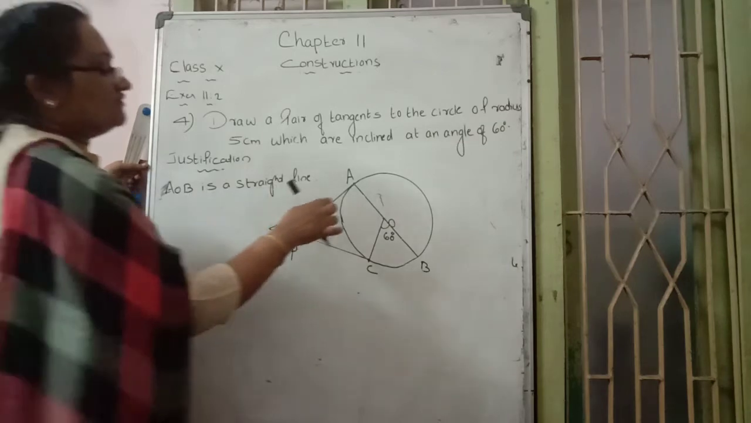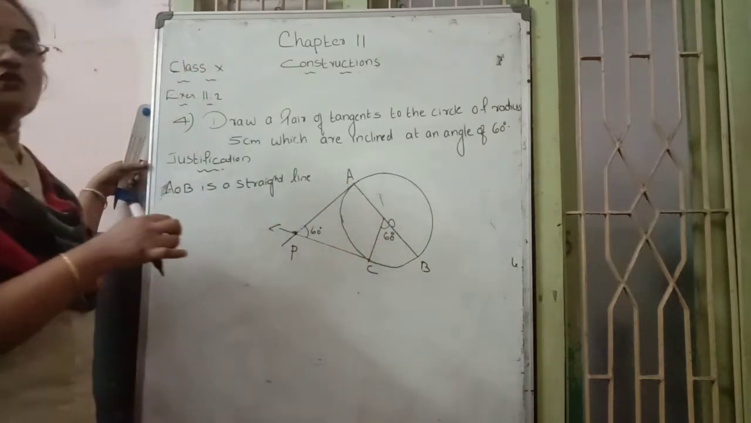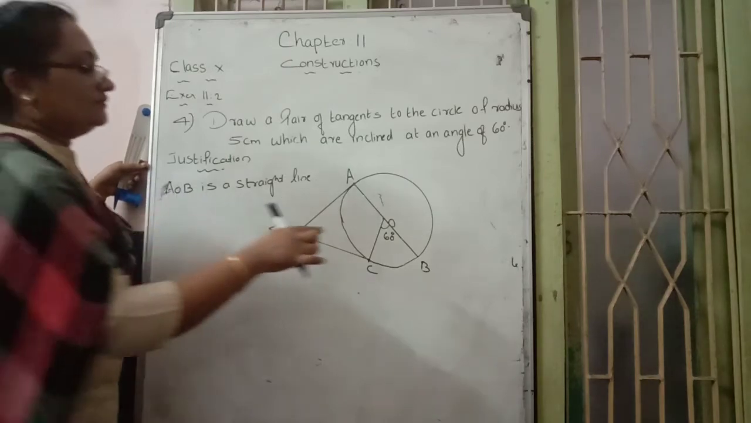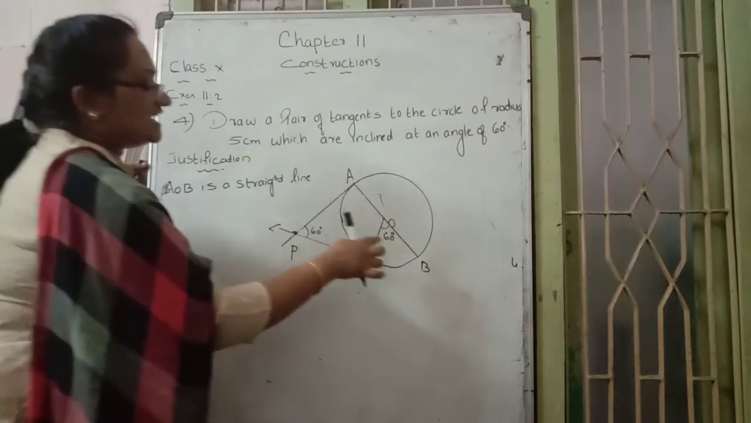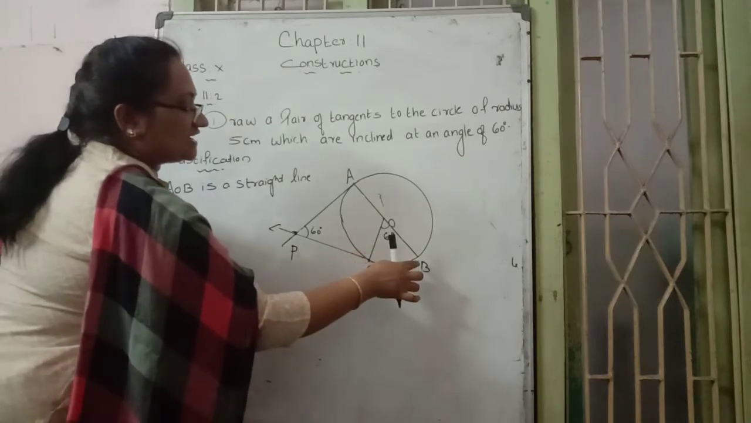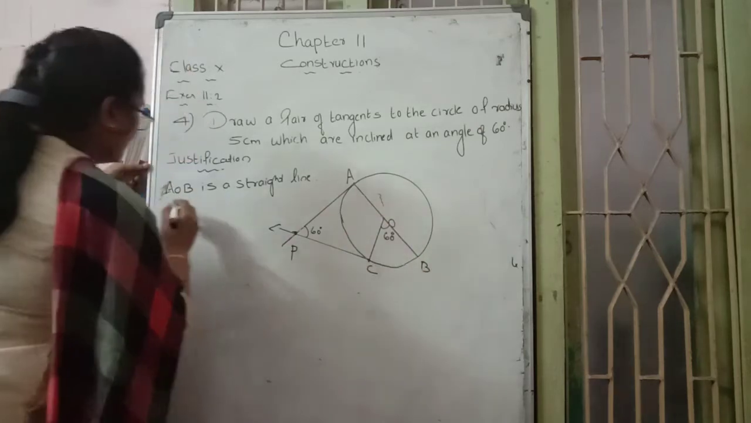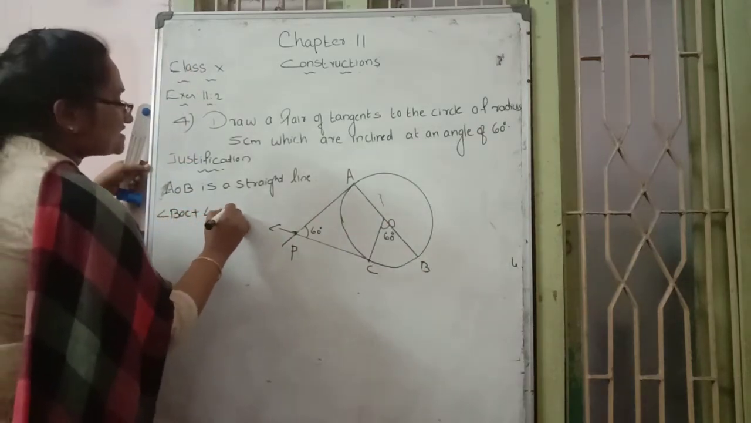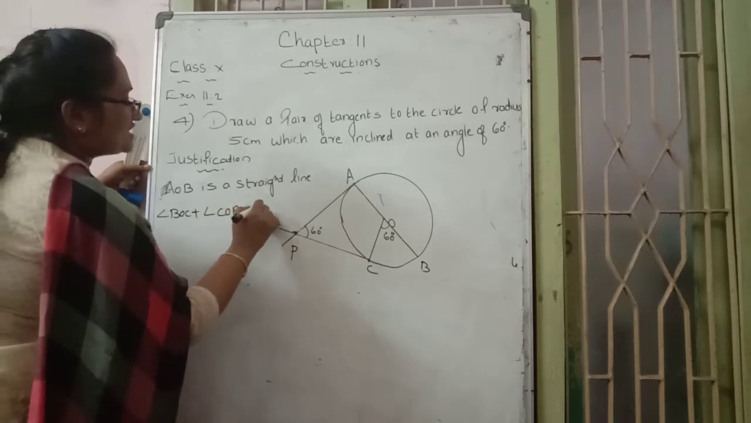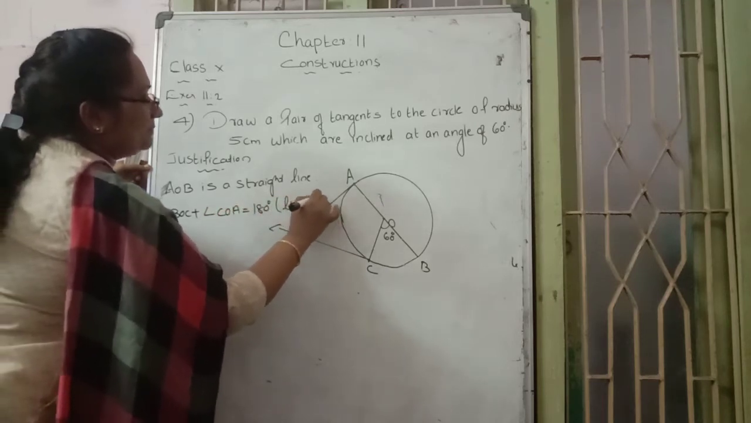180 degrees. Why do we take it like that? Because we want the AOC value. That's why we take AOB as a straight line, then the linear pair property applies: angle BOC plus angle COA is equal to 180 degrees, linear pair property.